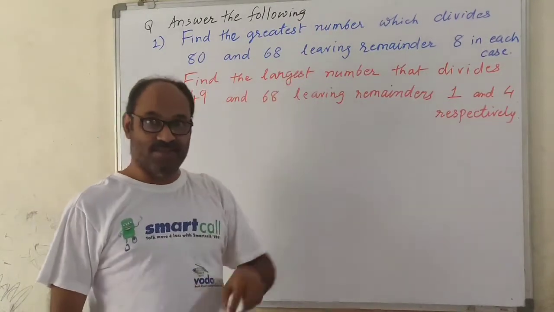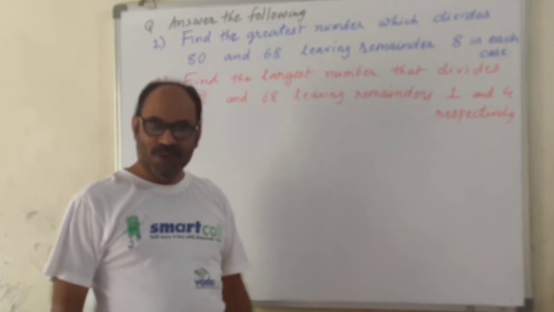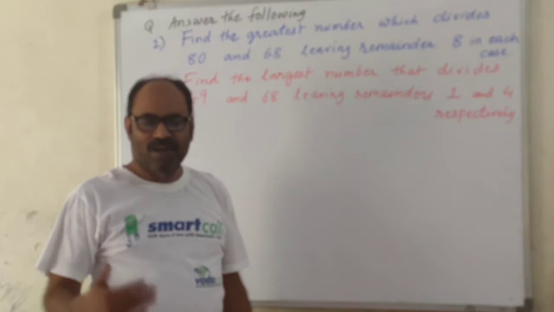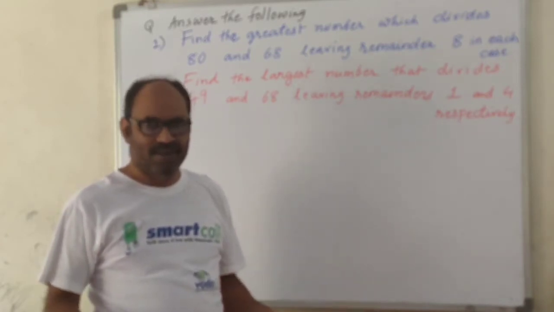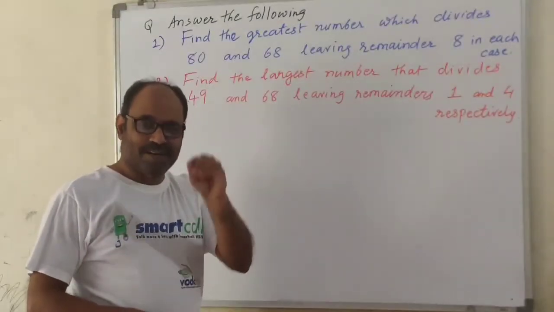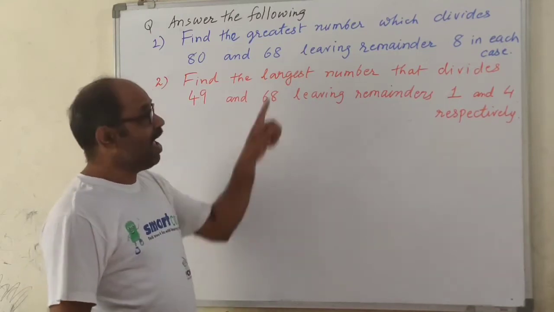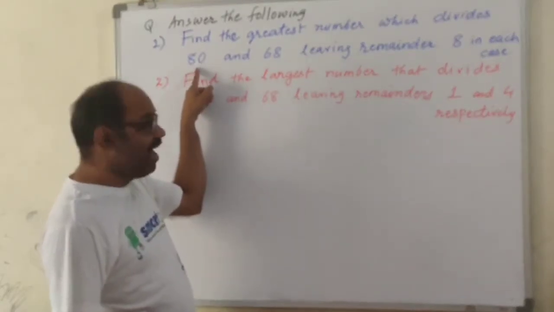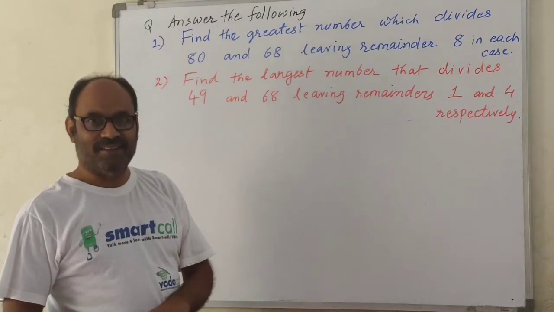Find the greatest number. Do you know which is the greatest number without finding? No. If it is not known, that means it's unknown. If it is unknown, we can say x, y, a, b, whatever. So let's say that greatest number is x. The greatest number which we have to find is x. So x is the greatest number when it divides 80 and 68, leaves the remainder 8.